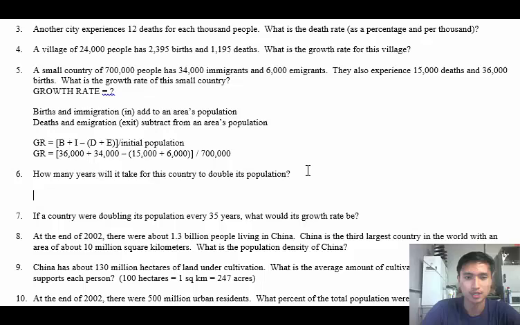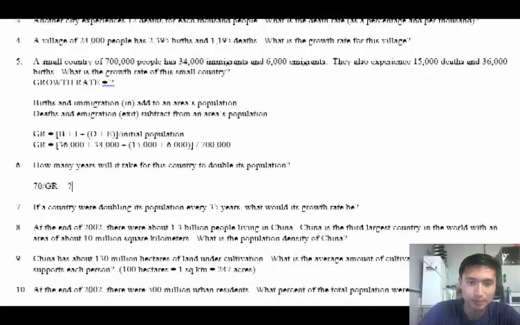Let's move on to question number 6. So whatever you get for your growth rate, remember that magic number 70 in terms of doubling time. So you take 70 divided by whatever you got for your growth rate from number 5, and you're just going to do 70 divided by that number to get your answer.